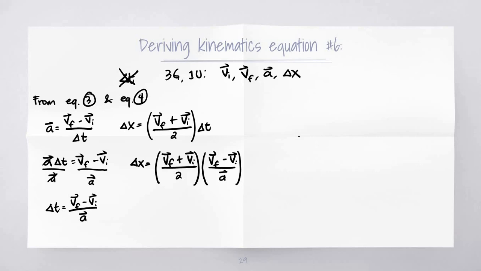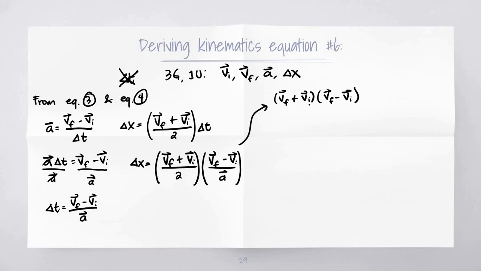But on the numerator, you can see that these are binomials, and in order to multiply binomials, you may use the FOIL method. So FOIL method, that's front vf times vf, will then give us final velocity squared. Okay, so let's write it in here. So vf plus vi times vf minus vi.